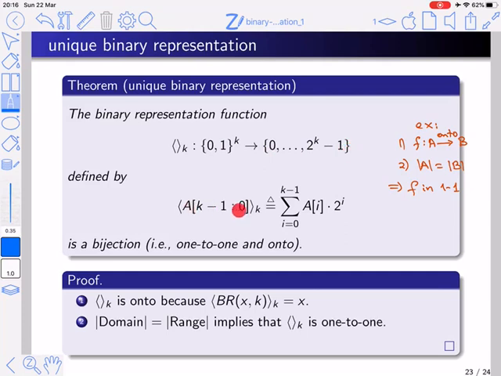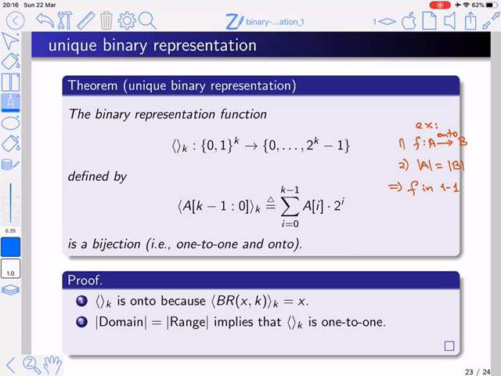This is a function that gets as a parameter a binary string of length k and outputs the sum of this power series. Now we know that the range of the function is indeed between 0 and 2 to the k minus 1. We claim that this function is a bijection, namely it is both 1 to 1 and onto. What does this mean? It means that given a number, there's only one binary string that represents it. Therefore, representation is unique.